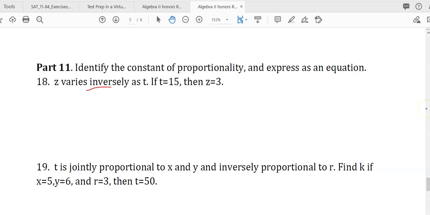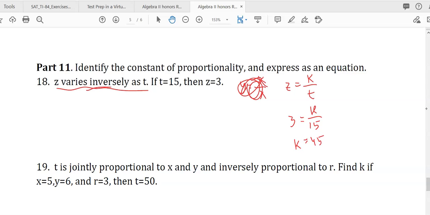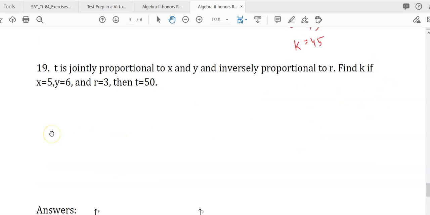Varies inversely. So this will be y equals k divided by x. Oh, wait. Let's not use y's and x's. Let's say z equals k divided by t using these variables. So if t equals 15 and z equals 3, multiply by 15, you get k equals 45. So my equation, plugging that back in, would be z equals 45 divided by t. And then if they ask me a follow-up question, I'd be able to find it.